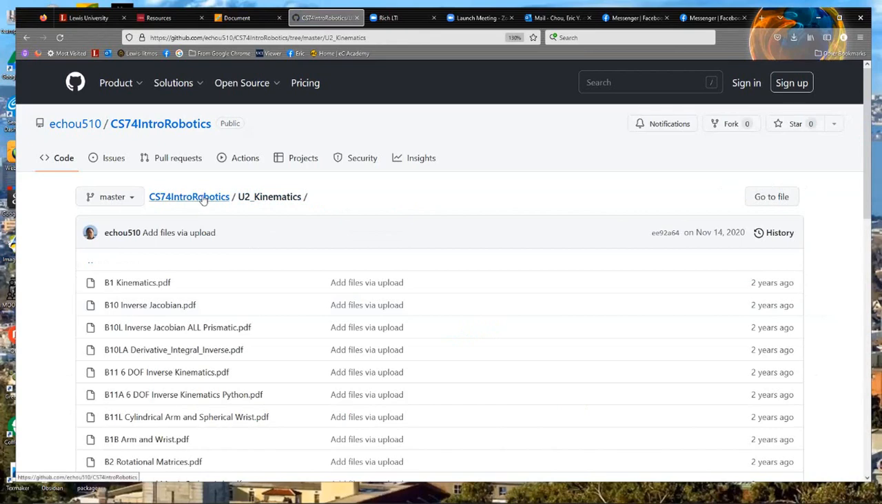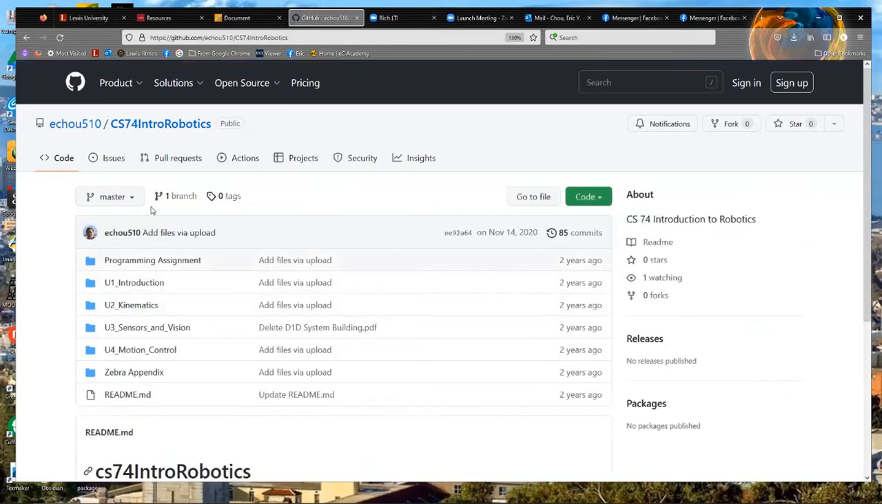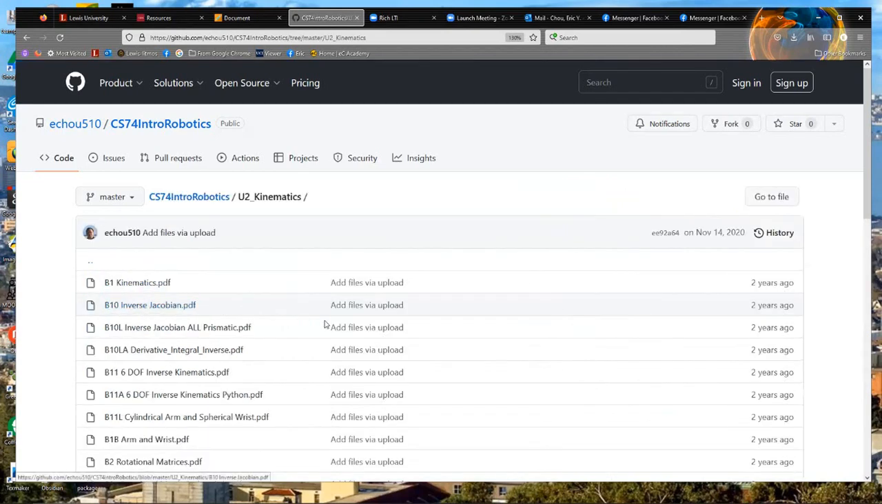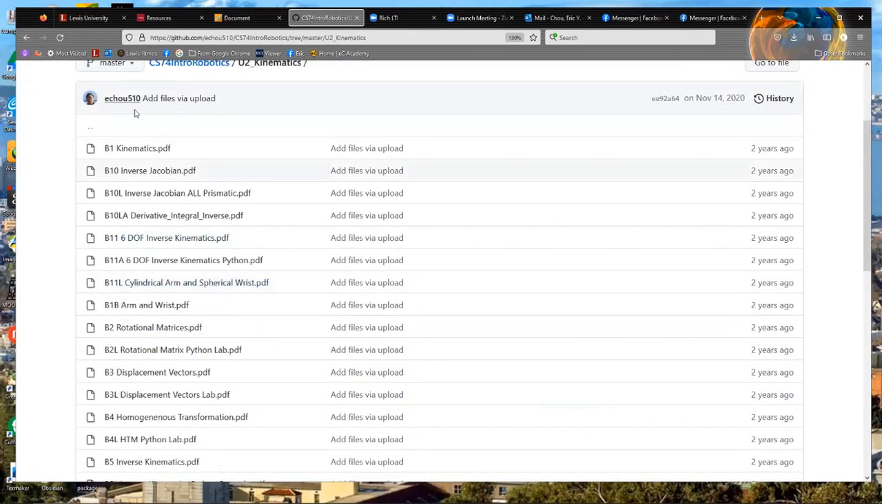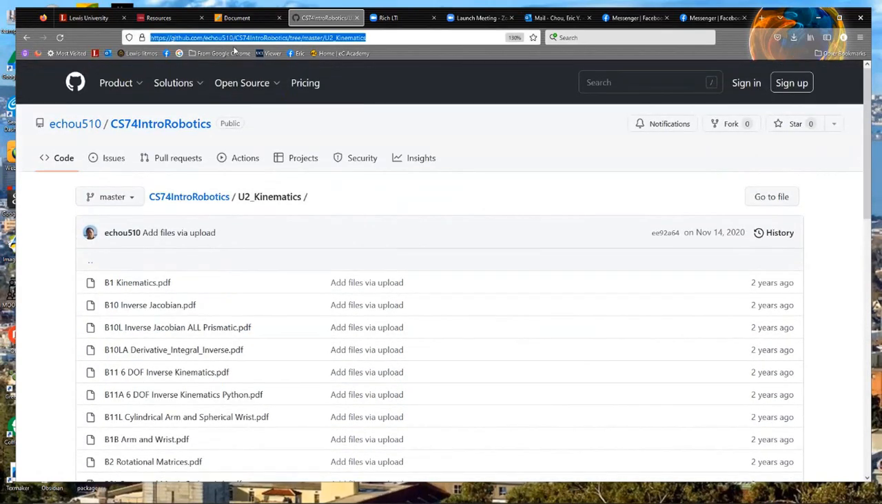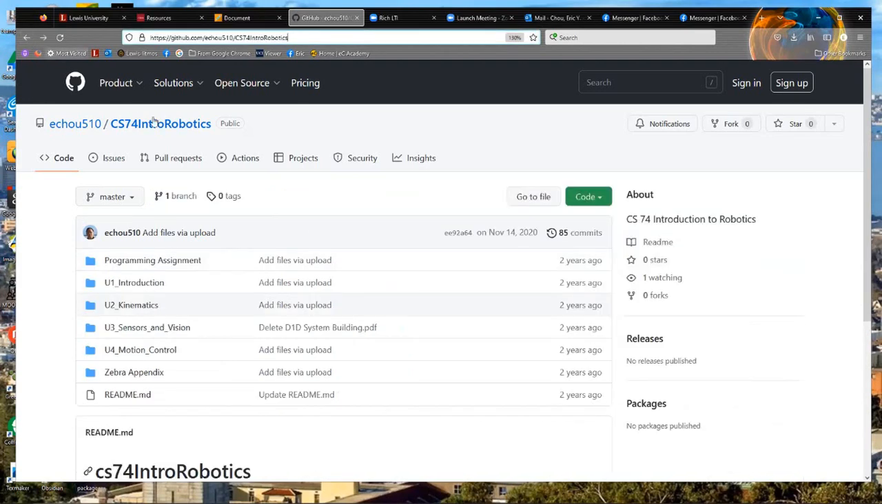So right here you see this one is the undergraduate course. I call it CS74. That's my own, it's nothing to do with the school. So here Unit 2 is kinematic. There are a lot of PDF files you can download from there. This one I'm pretty sure I can copy to you. You can just go here to check all the PDFs, and also the sample code.